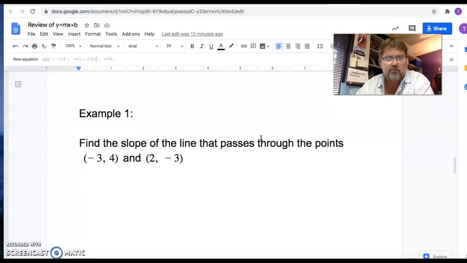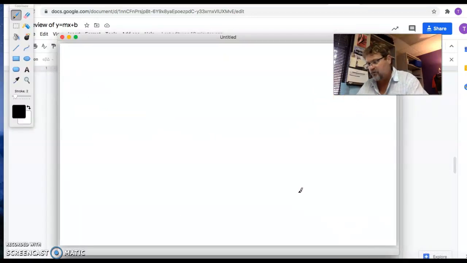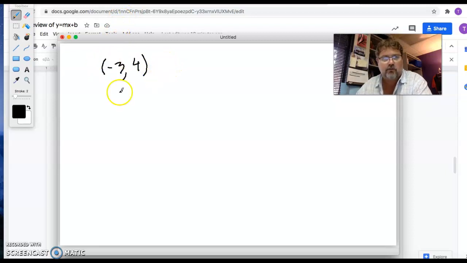So we want to find the slope of (-3, 4) and (2, -3). And we'll just do it by hand. And if you get in a jam, maybe during one of our Zooms, I'll show you how to put this into a calculator. All right, so we're going to find the slope of (-3, 4). Ooh, I want this to be a little thicker than that.